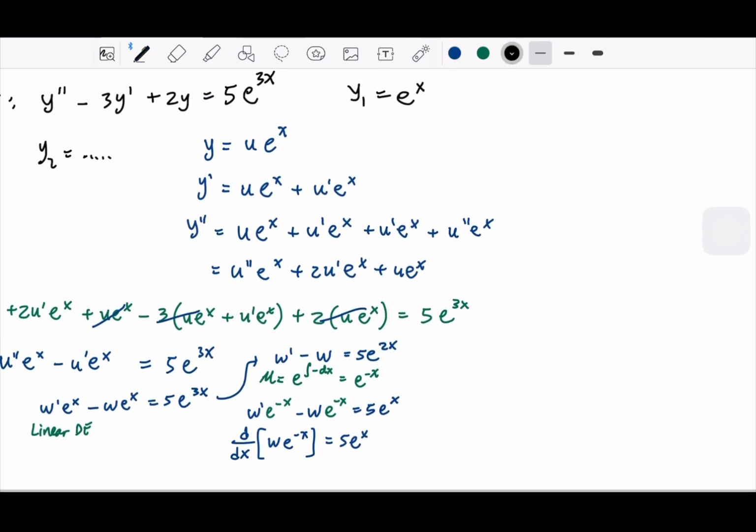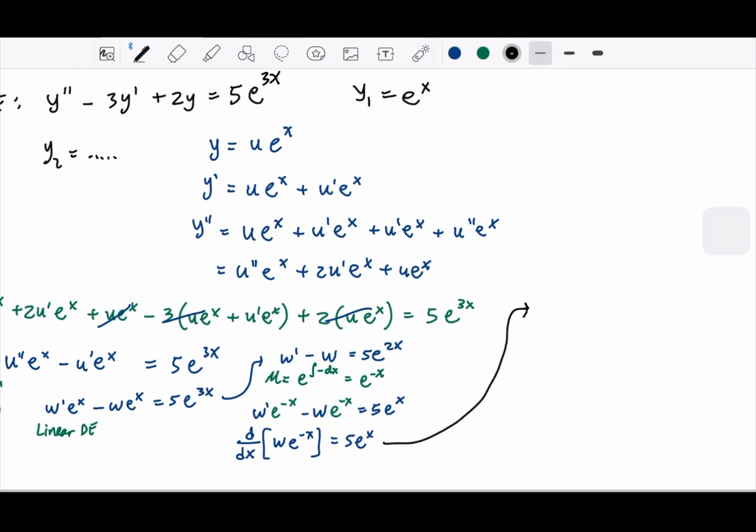Okay, let me move this to here, that w e to the negative x is equal to, so we integrate, 5e to the x plus, let's say, c.